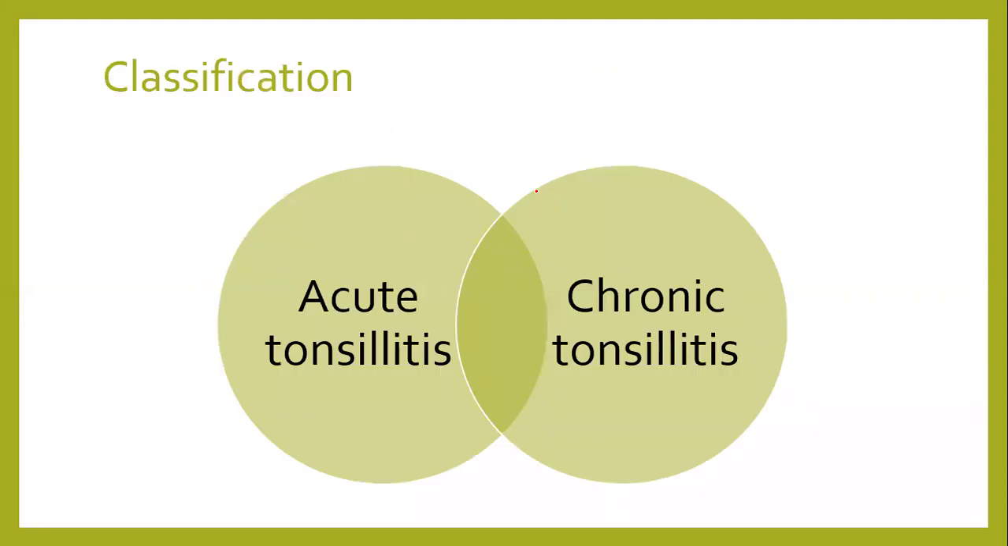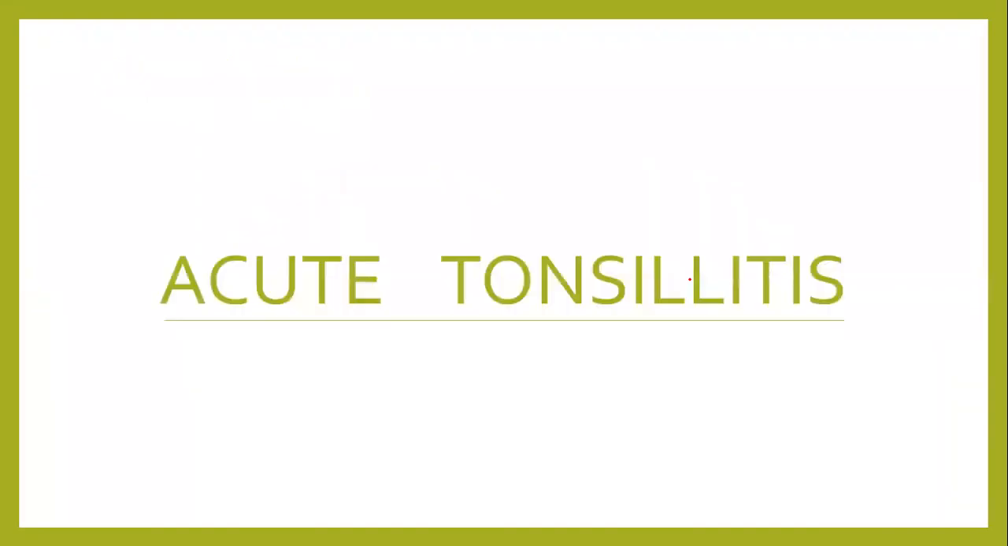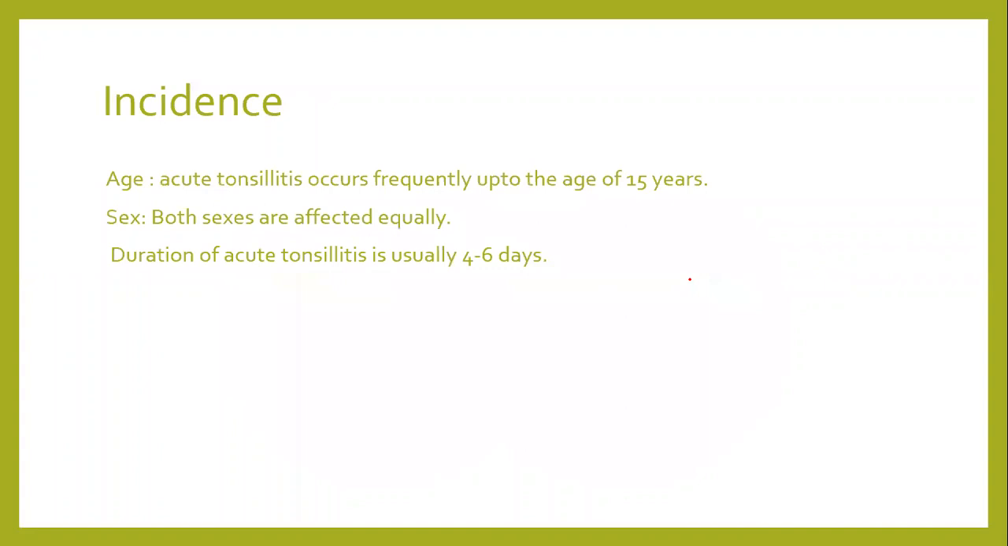The classification of tonsillitis: it is divided into acute tonsillitis and chronic tonsillitis. First is acute tonsillitis. Incidence: it occurs frequently up to the age of 15 years. That is the peak age group in which children have higher chances of getting tonsillitis. Both sexes are affected equally.